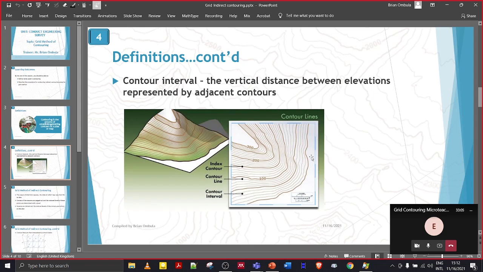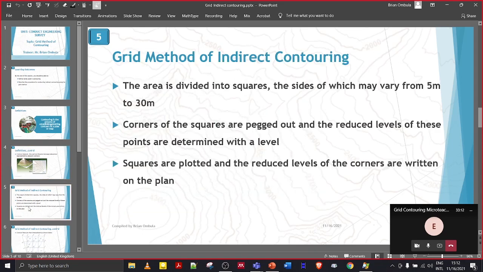You will get a better picture when you go to the field and practice some of these concepts. Let's look at the grid method of indirect contouring. In the grid method of indirect contouring, we assume you are in a field and you have already done the reconnaissance and you have the area you want to conduct your survey on. The area to be surveyed is supposed to be divided into a number of squares, and these squares can vary from 5 millimeters to 30 meters.